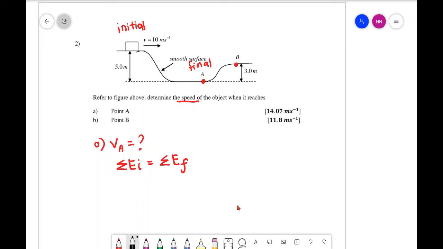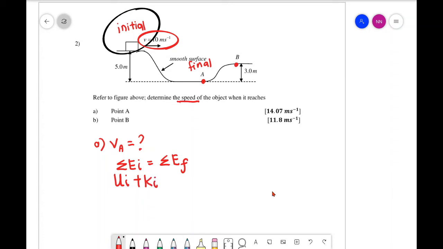Okay, at this position, this object is at a particular height from the ground, so it has potential energy, U initial. And then it is moving. Look at this one, v is 10 meters per second. That means it is moving, so it has initial kinetic energy.